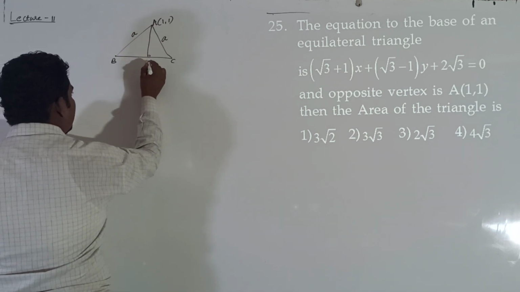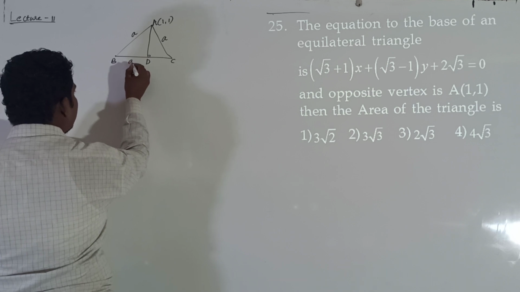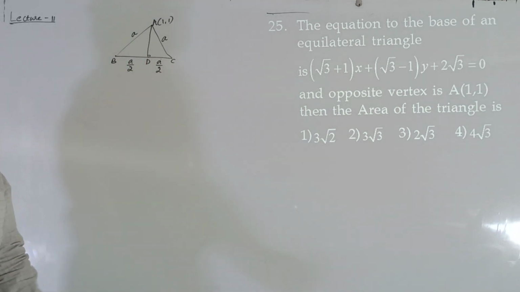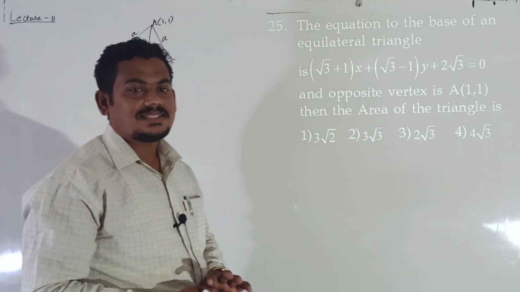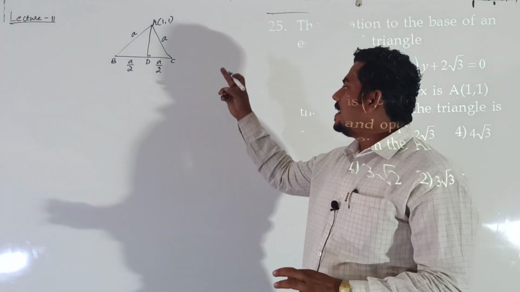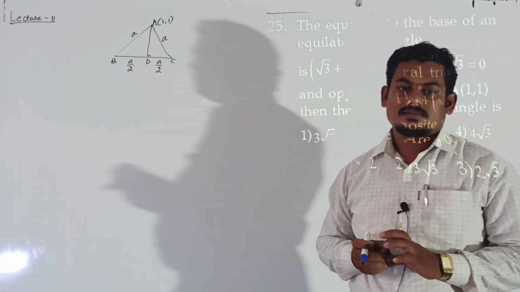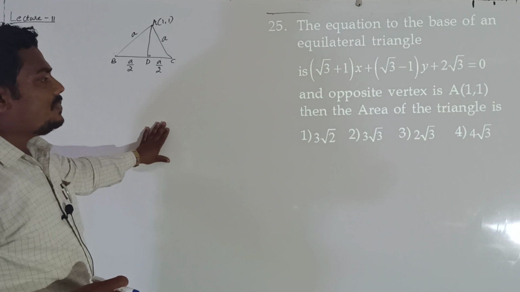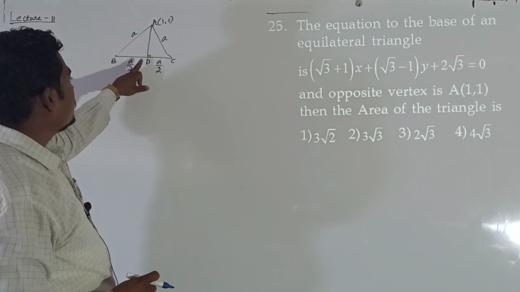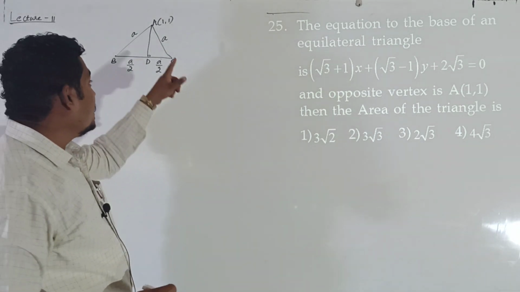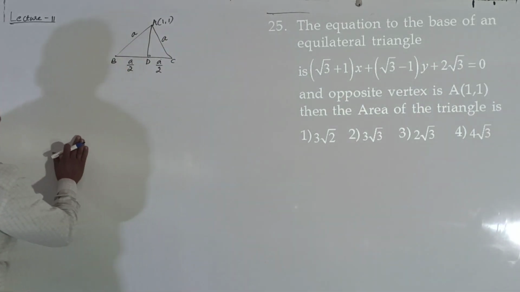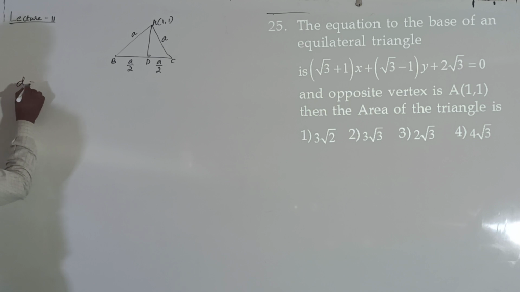Draw a perpendicular, take this as D, then clearly this is a by 2 and this is also a by 2, right? And equation of BC they have given, right? Equation of BC has given. AD distance is nothing but distance of this point from the line BC. Use that formula, distance between point and line formula, then you get AD distance.